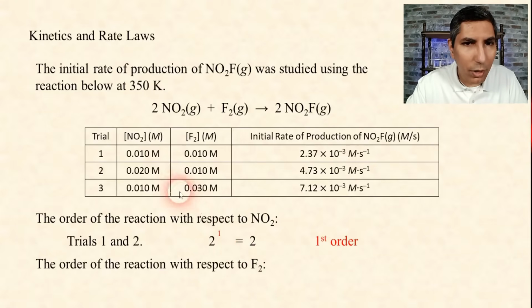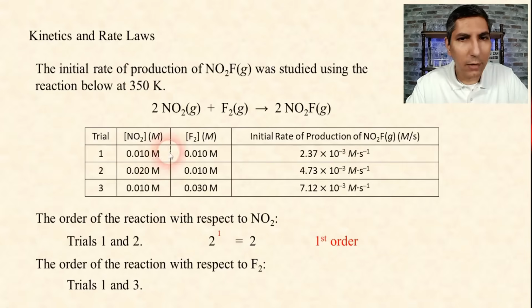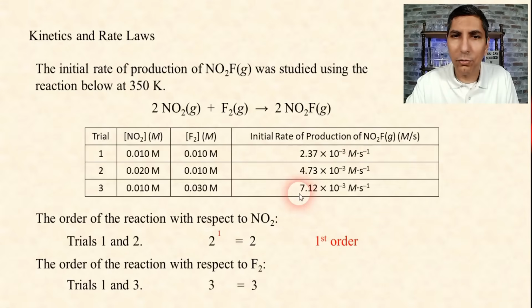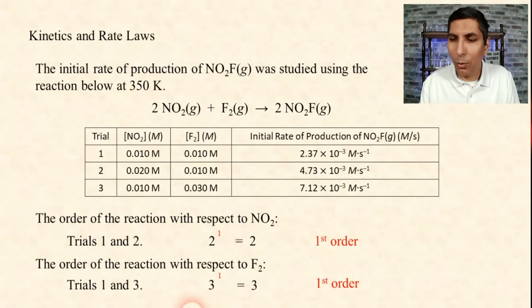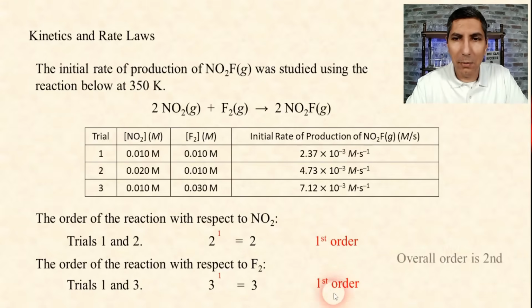And this time I'm going to choose trials 1 and 3 because it looks like from trials 1 to 3, NO2 is being held constant this time, and fluorine is the one that's changing. Except this time, it's not being doubled, it's being tripled. 0.01 to 0.03, it's being tripled, and it looks like the rate is being tripled as well from trials 1 to 3. So that's a first order process as well. So it's first order with respect to both of the reactants. And if the question ever asks you what is the overall order, well, it's just the sum of the individual orders. So 1 plus 1 is 2. So that means it's overall second order in this process.